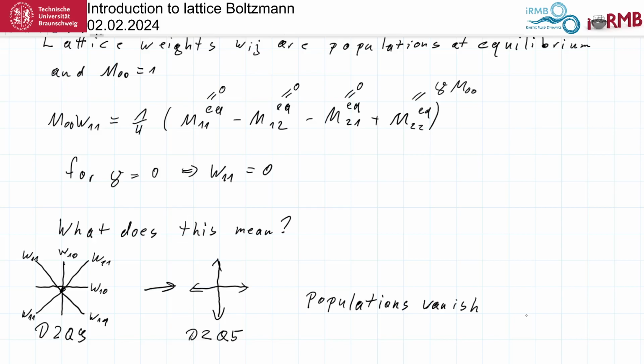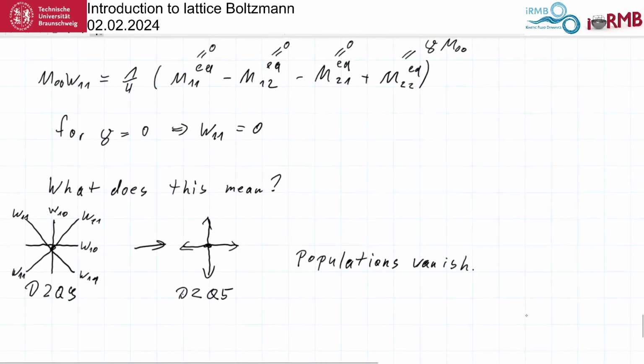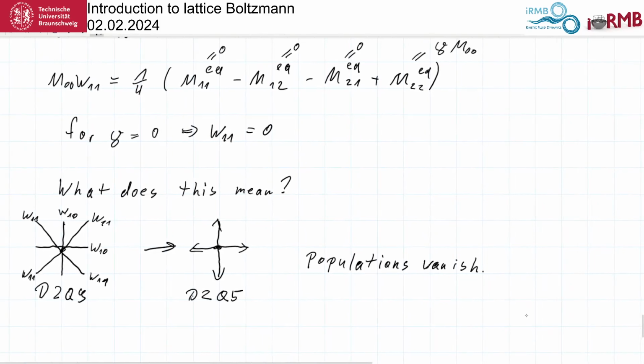Okay, what we just discovered, because there are no constraints on gamma, is that we can put gamma to 0 and we still solve our equation. We just observed that we do not need the D2Q9. We can also solve the same problem with the D2Q5. Okay, let's look at another one.